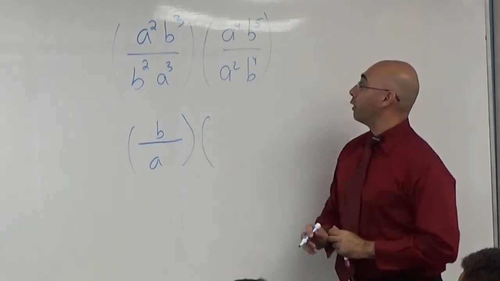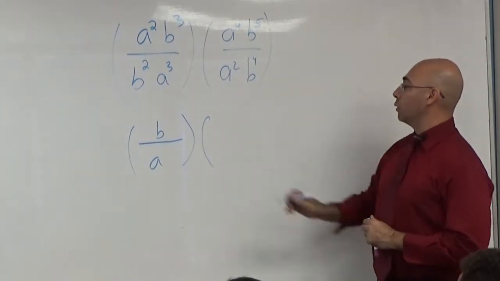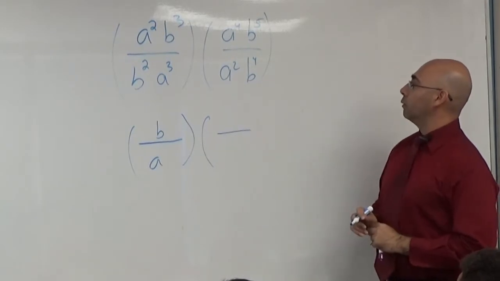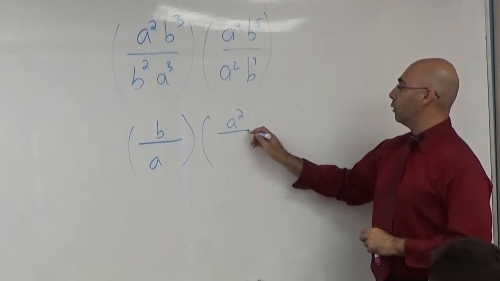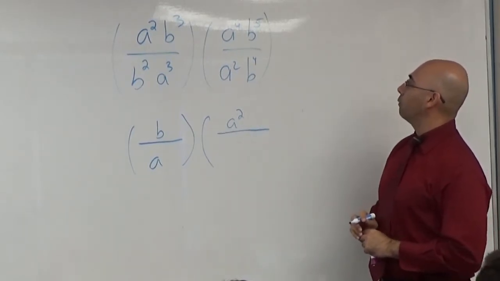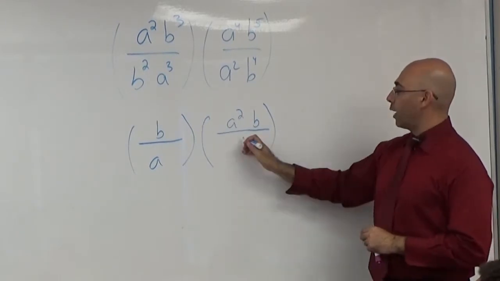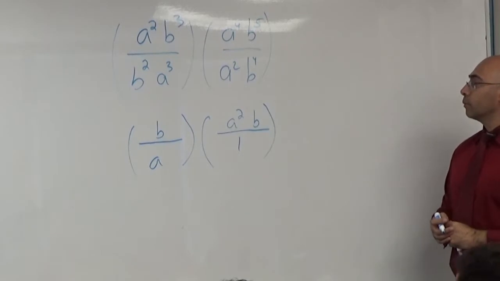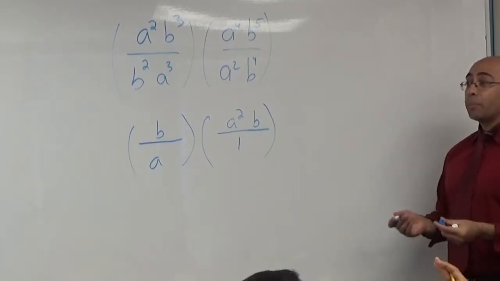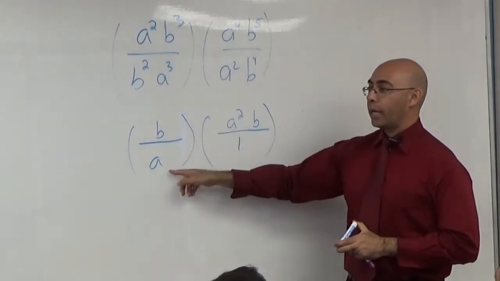Do the same thing here. What's 4 minus 2? Yeah, because you subtract. Where does your answer go? On top. 5 minus 4? Where does the answer go? On top. And since there's nothing down here, I'll just put a 1. Oh, okay. Now you can simplify one more time because I have 2 a's up here and 1 a down there.